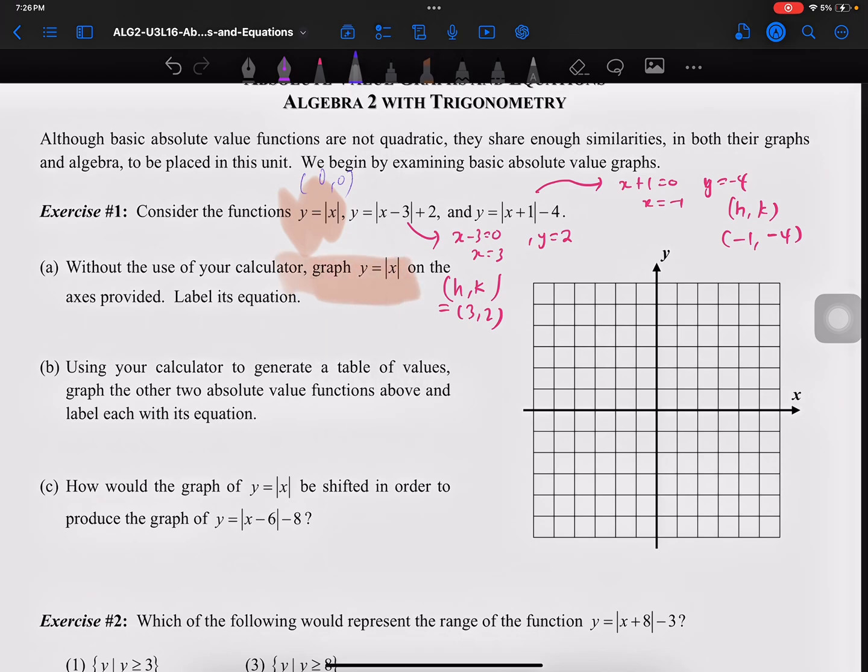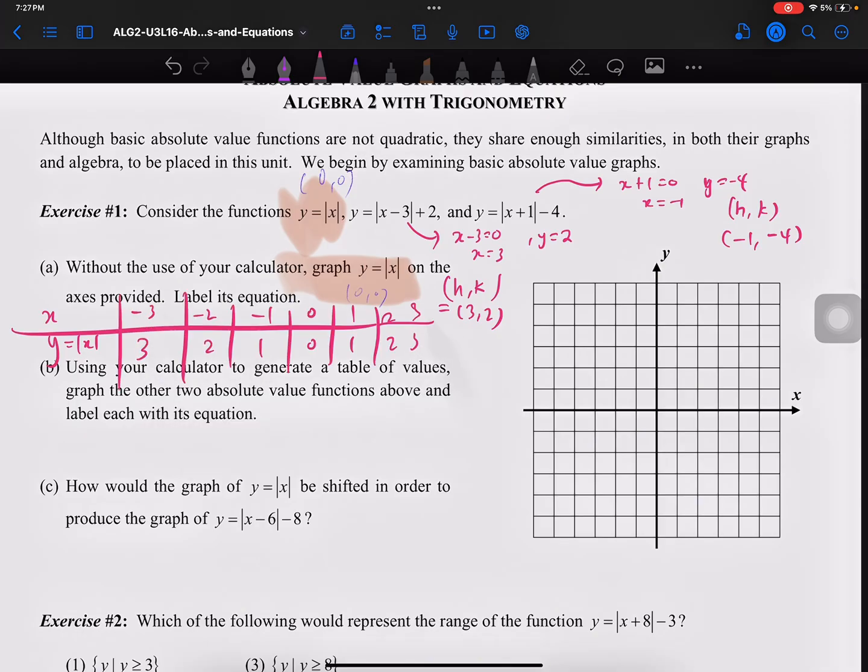What can we do here is we know that the parent function makes a V, so the vertex will be at 0, 0. So we will plot a mini table with x and y. Y is absolute value of x, so when x is minus 3, it is 3. When x is 2, it is 2.